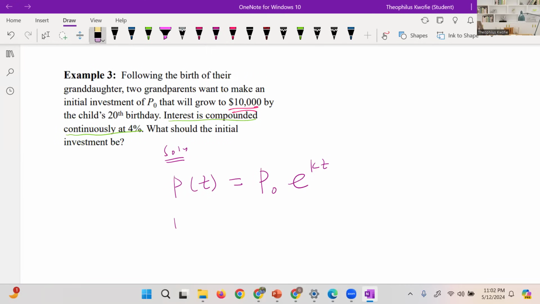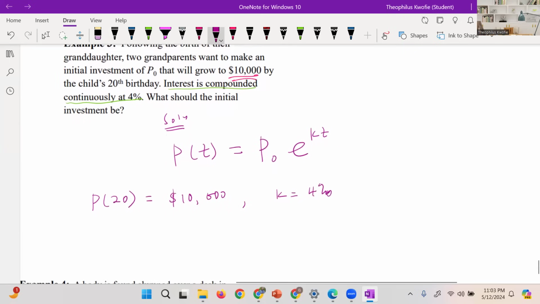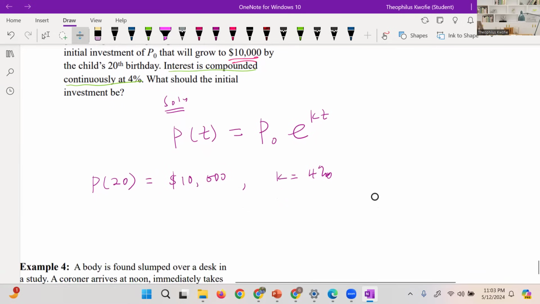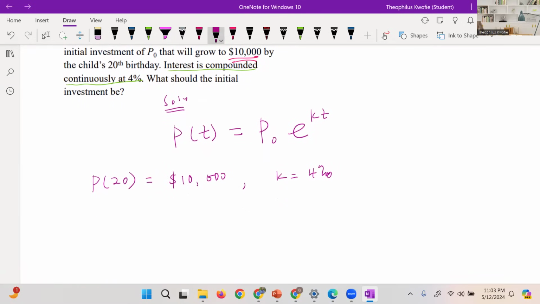So at time 20, let me take my time and break it down so that everybody will get it. At time 20, we expect to have this money. And then our k in this problem was given as 4%, right? So we have everything we need to solve this problem. What we need to do is to solve for the initial investment. Is that okay? So please, let's take note even as we solve this.